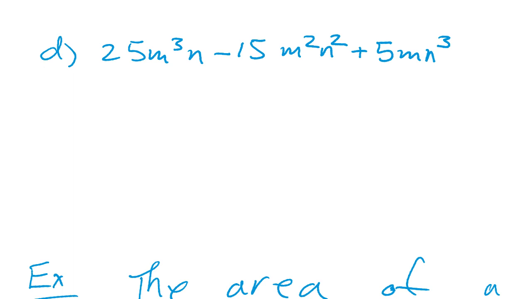So the greatest common factor of this problem is, well, each of these terms has a coefficient of 25, -15, and 5. So the only thing that divides all three of those coefficients is 5. Now, each of the terms have an m and an n. So guess what?